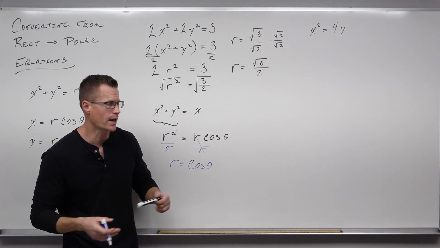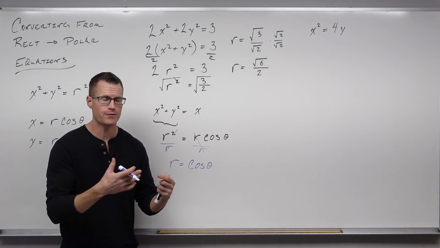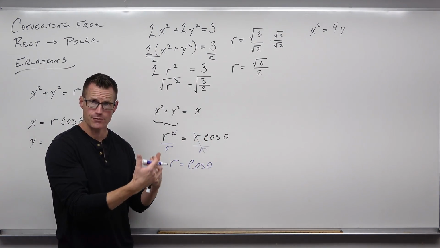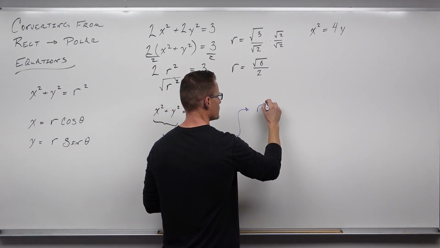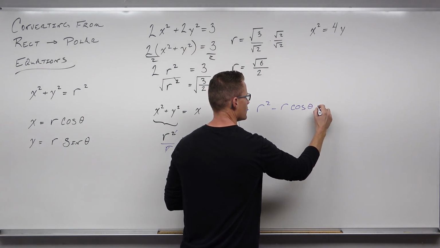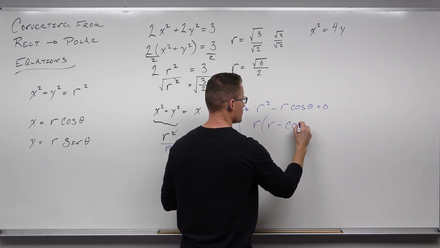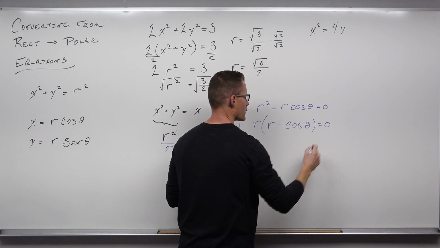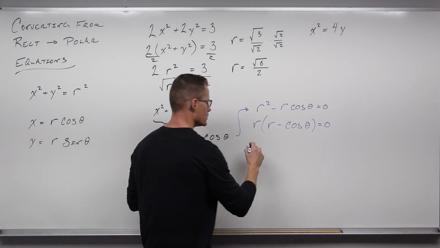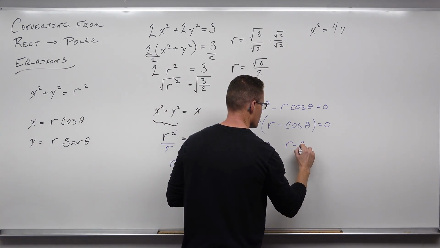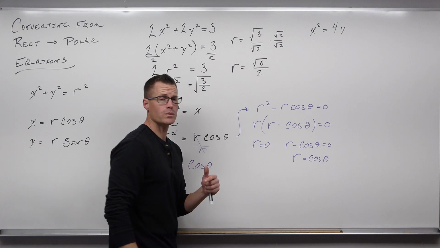Now, what if you're not allowed to do that? What if it doesn't say that I can ignore that? Well, then you can do a couple other things. You can get everything on one side. Now, that's something we've seen before. We've seen that a lot, in fact, with lots of different equations: get everything on one side and factor. We could totally do that. Then we'd get r squared minus r cosine theta equals 0. If we factor out the r, we really do get to use the zero product property and create two different equations here. r equals 0 or r equals cosine theta.